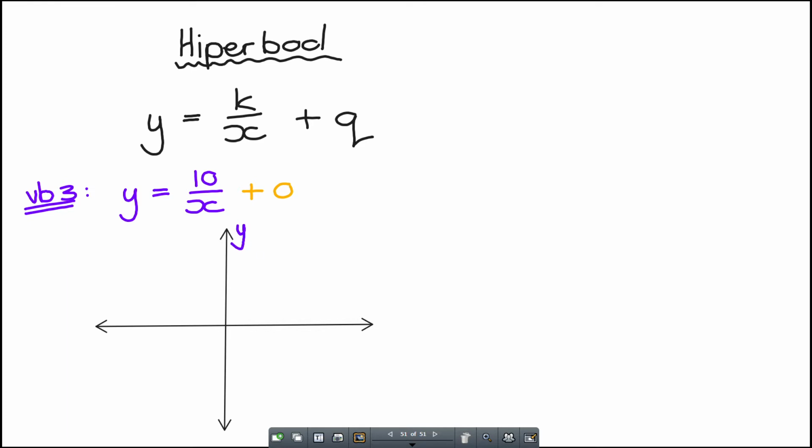Here's my y-axis and my x-axis. Okay, yesterday we said the first thing we look at is: is this a positive or a negative graph?